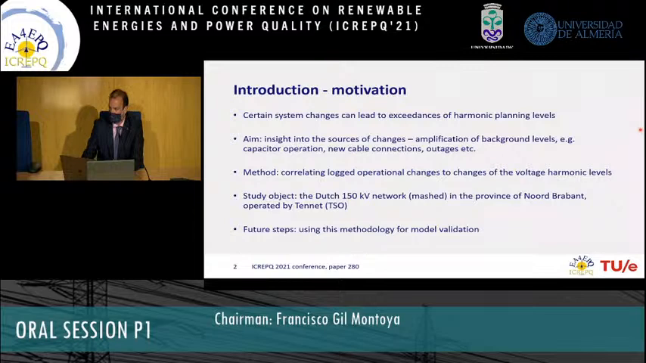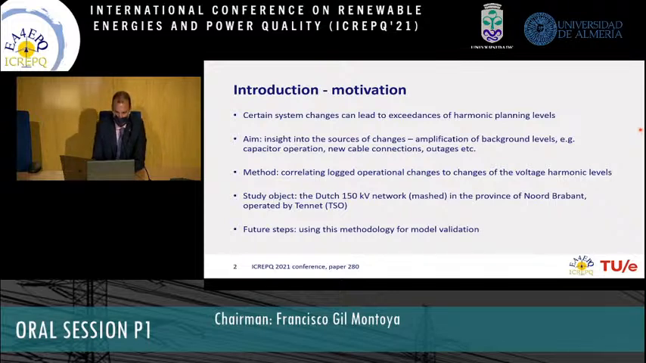And this was the reason to start studying them and trying to pinpoint some of the sources of changes, and can we actually quantify the level of change that comes due to an event or a change in the system. We were looking into a method to correlate the logged operational changes to the changes of measured harmonic levels in the system. And the study object, as mentioned, is the 150 kilovolt network in the province of North Brabant, and it is a highly meshed network. I'll show also a schematic in a few slides, which is operated by TenneT.